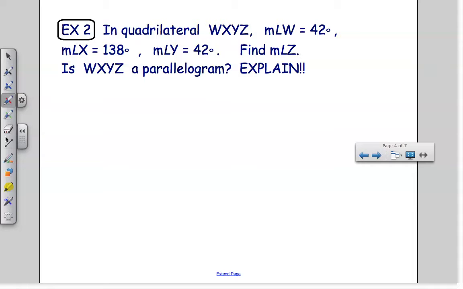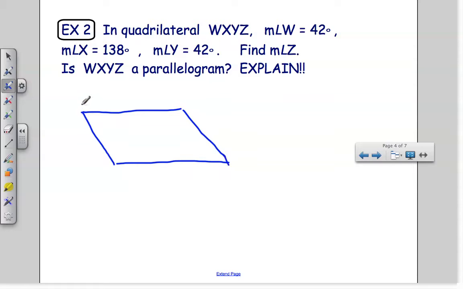Well, I'm going to sketch out possibly a parallelogram. I don't really know. It's asking me, is WXYZ a parallelogram? W is 42 degrees, so I could start here. That would look about 42 degrees. W, X, Y, Z. X was 138 degrees. Y is 42 degrees. It says find the measure of angle Z. Now here's the thing. I don't know this is a parallelogram yet. That's what I'm trying to show. So I don't know that it's 138 degrees.